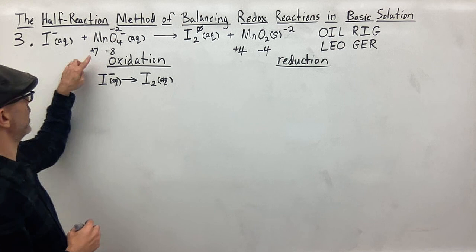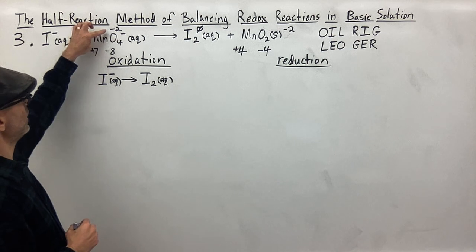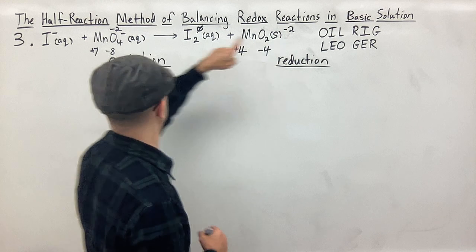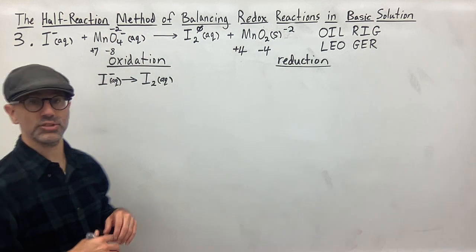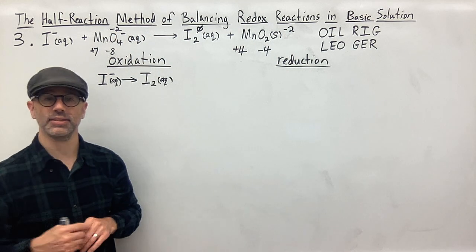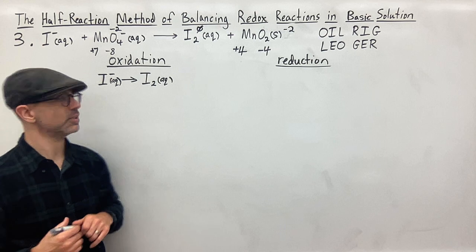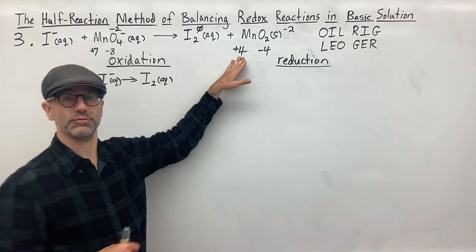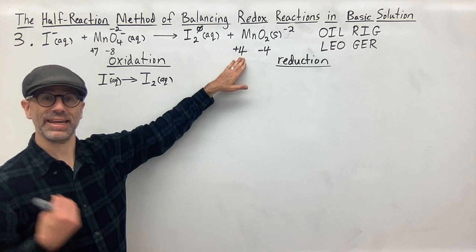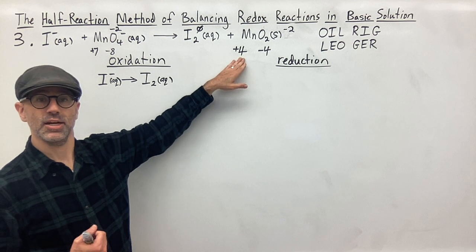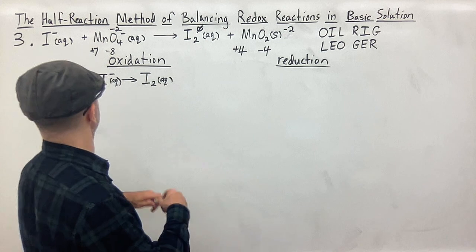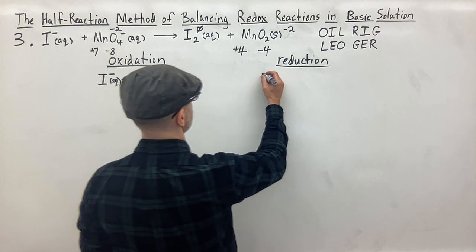And then here again we have manganese and oxygen. You notice oxygen keeps its oxidation state, -2, -2. So oxygen is undergoing no process. It's not losing electrons, it's not gaining electrons. But manganese goes from a +7 to a +4. So it gained 3 electrons. In gaining electrons, it got reduced. So that's reduction. So here we're going to write the reduction half reaction.